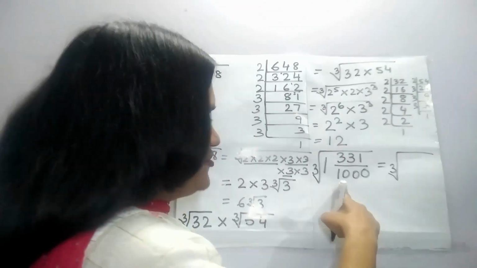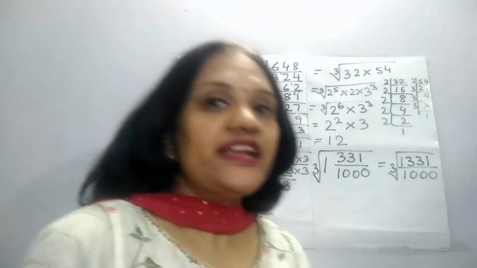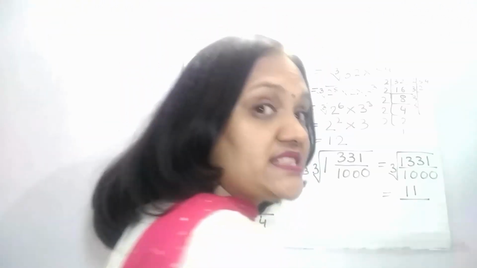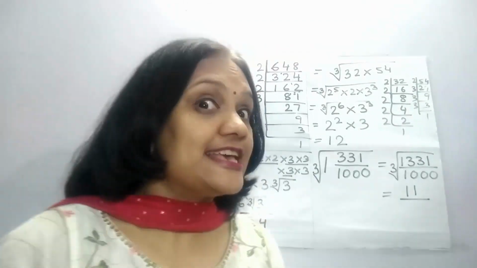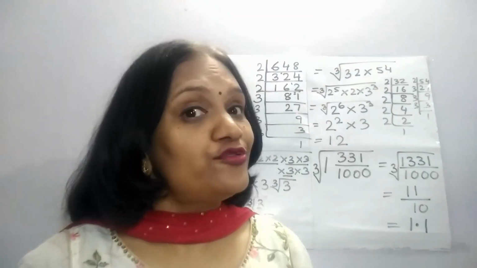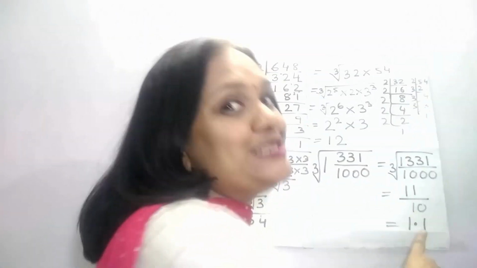So when we convert this into an improper fraction, 1000 plus 331 gives us 1331. You can calculate and find out that the cube root of 1331 is 11, and you can see there are 3 zeros, and the cube root of 1000 is 10. So we are getting 1.1. So each edge of the cubical box is 1.1 units.